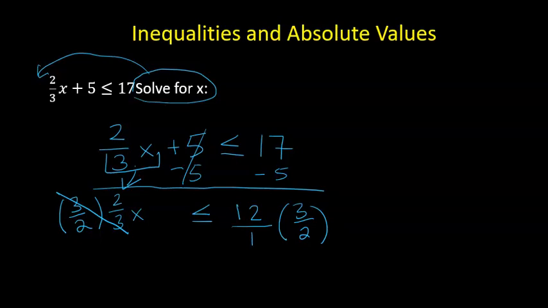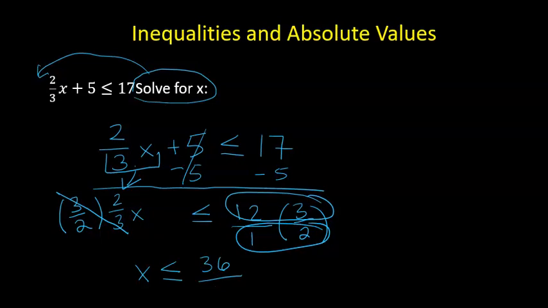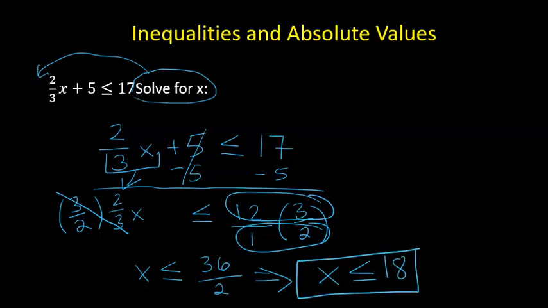And let's see. It gives me x. And then I have 12 times 3 is 36, and 1 times 2 is 2. And then what does that give me? Let's go ahead and do that again. So it gives me x, same side, 18. This is my final answer. I did do some multiplication, but it was a positive number. I didn't have to flip anything over.